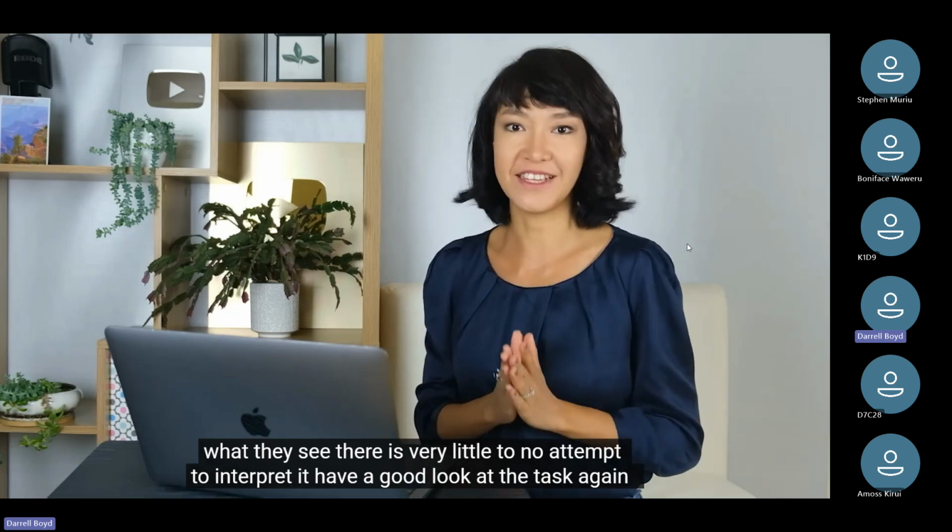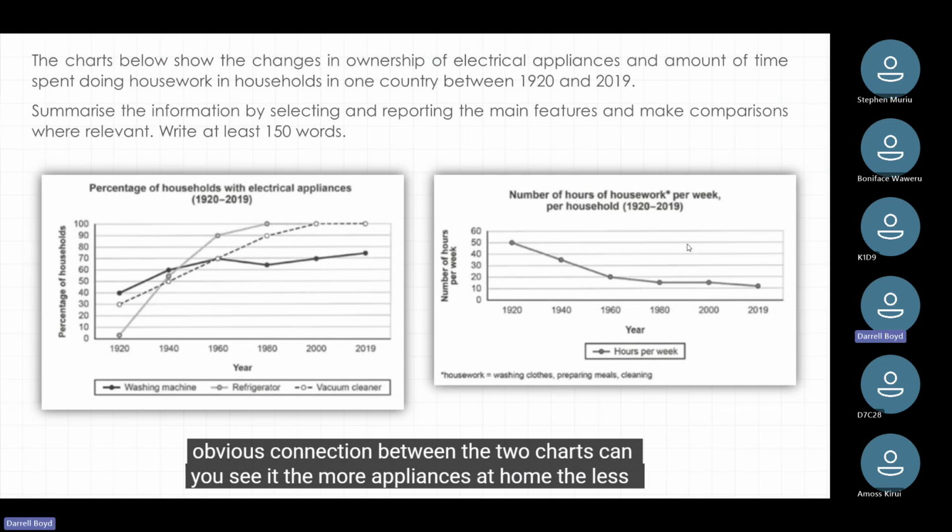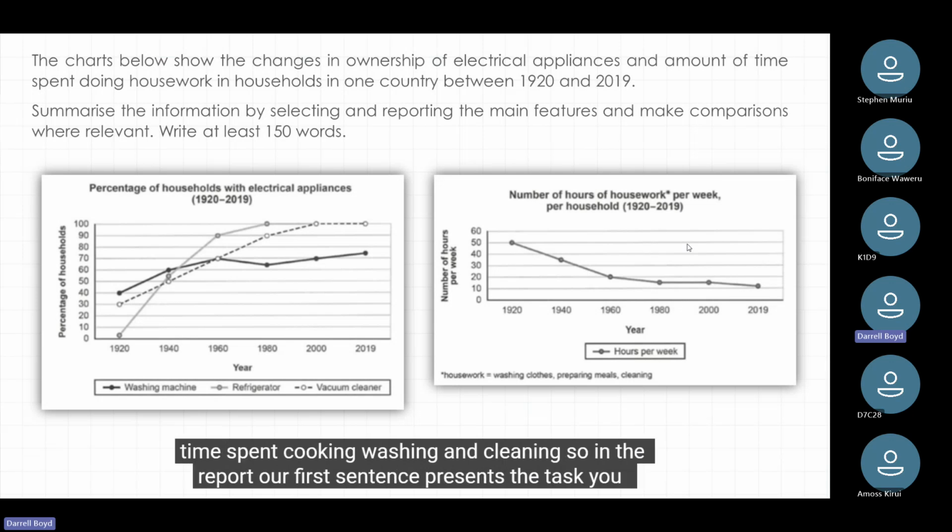Have a good look at the task again. What overview could we give here? What's the main thing you've learned? There is a fairly obvious connection between the two charts. Can you see it? The more appliances at home, the less time spent on cooking, washing, and cleaning.